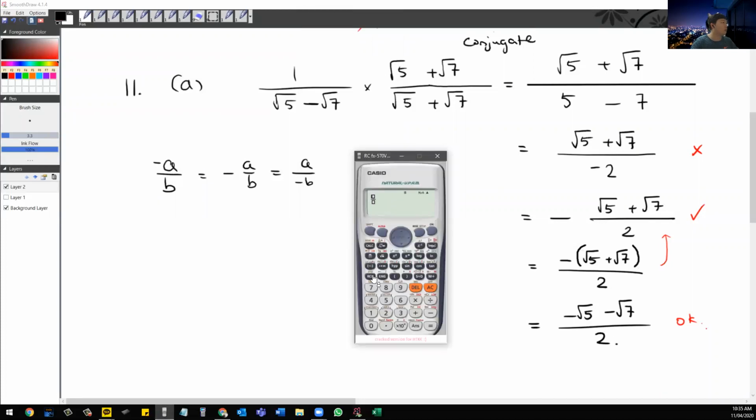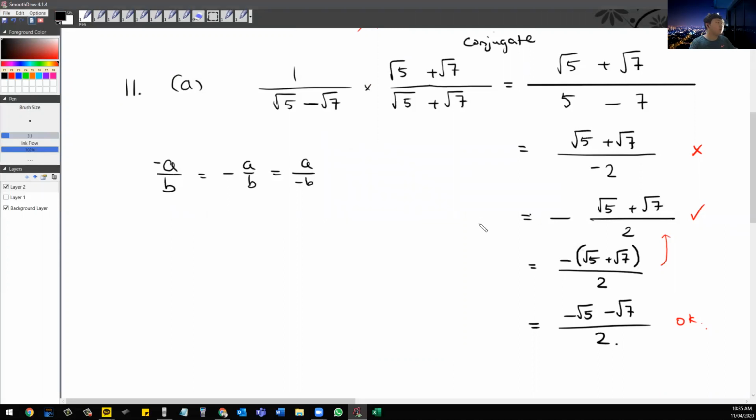I'm just going to write the original question, minus root 7, enter. So they're giving me this one. Okay. You guys follow everything?